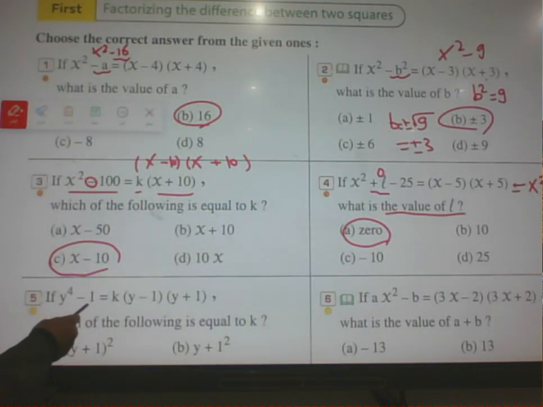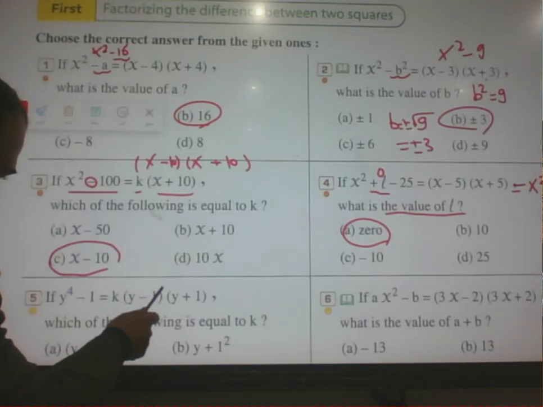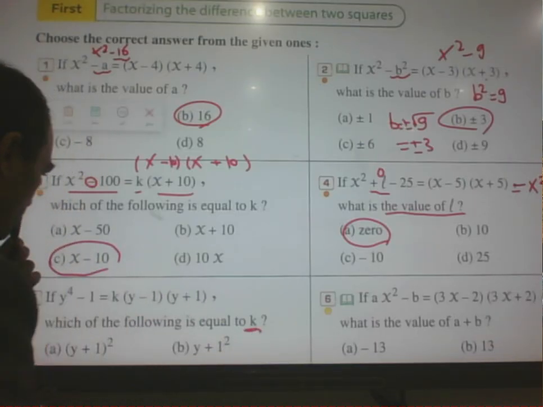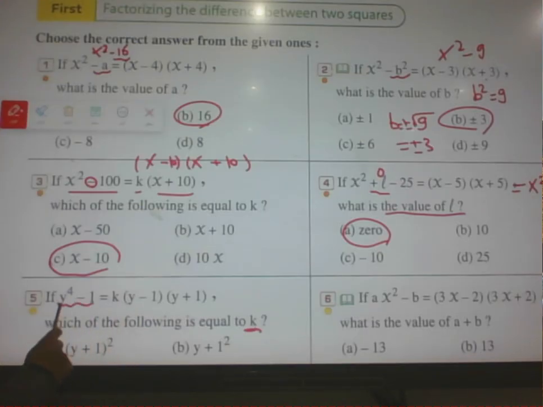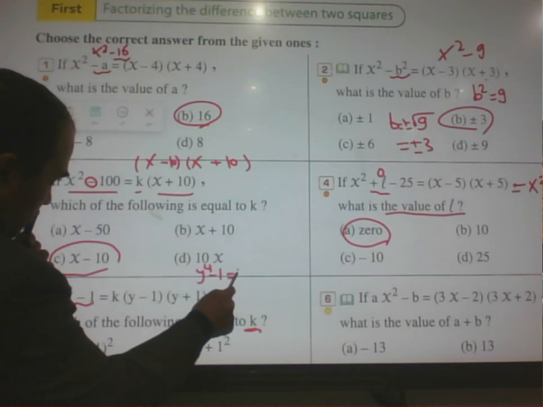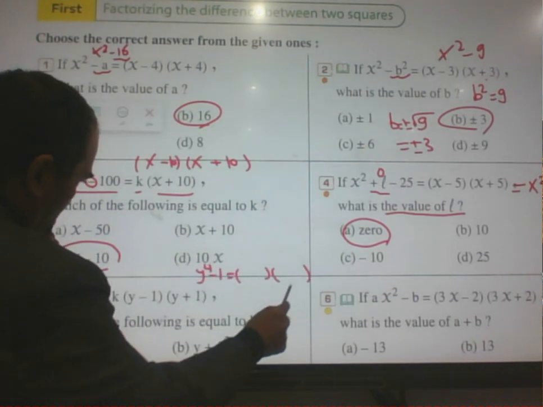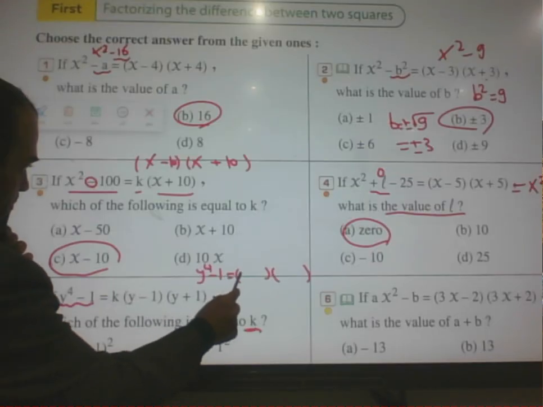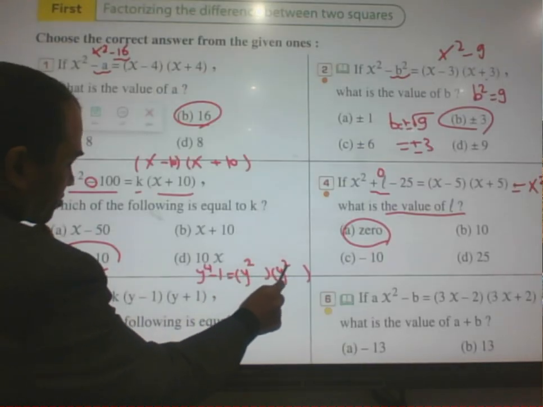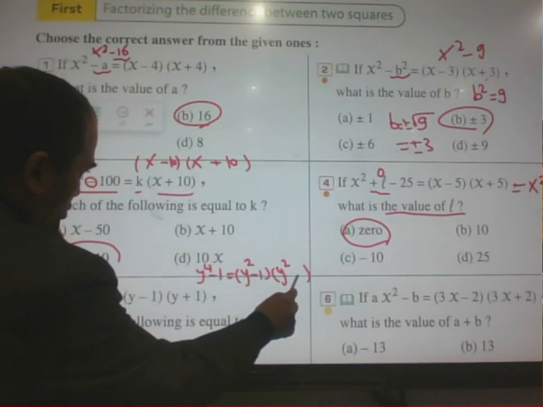Y power 4 minus 1 equals k product y minus 1 times y plus 1. What is the value of k here? Look at this expression, y power 4 minus 1. We can factorize y power 4 minus 1 as a product of two parentheses. Y power 4 equals y power 2 times y power 2, and negative 1 and positive 1.